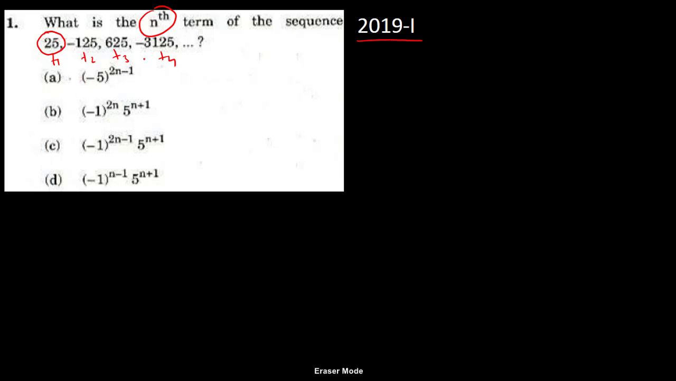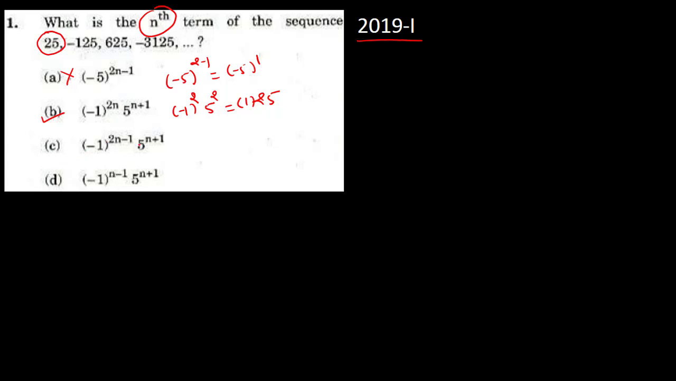Okay, so let's check. Let's substitute n equals 1 in the first option. It is minus 5 raised to power 2 minus 1, which equals minus 5 raised to power 1. Is it giving me 25? No. So this option is wrong. Next, minus 1 to the power 2, n is 1, and 5 raised to power 1 plus 1 is 2. So it is giving me 1 into 25. Yes, this may be my correct answer, but please make sure that you are checking all the options.